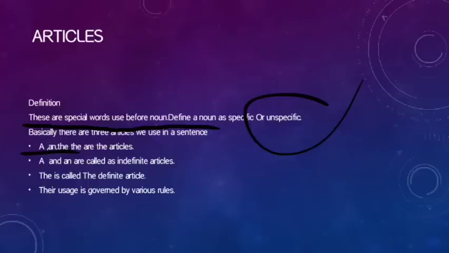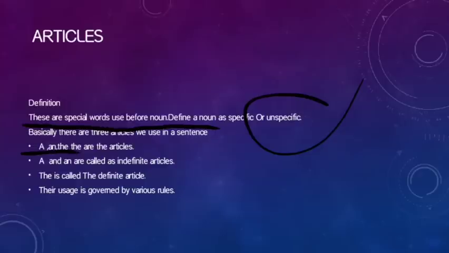A and an are called indefinite articles, and the is called the definite article. So a and an are used as indefinite articles, and the is the definite article, so we can make things more clear to the person who is listening to us. Now these articles are governed by various rules. Let us see the rules which make the usage of articles more clear.